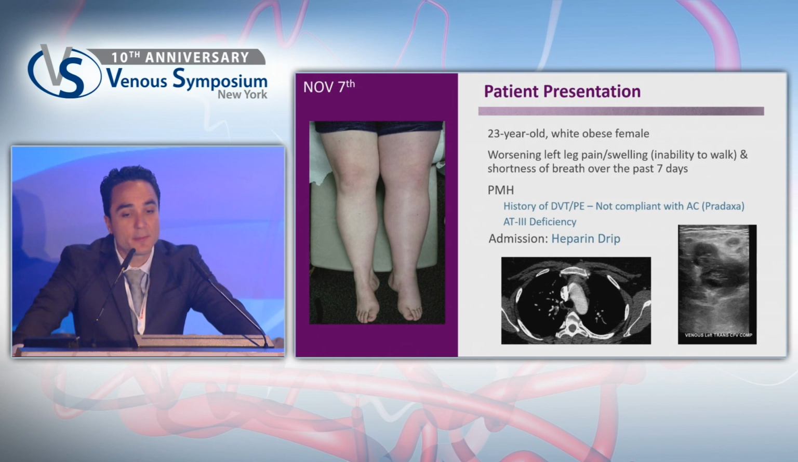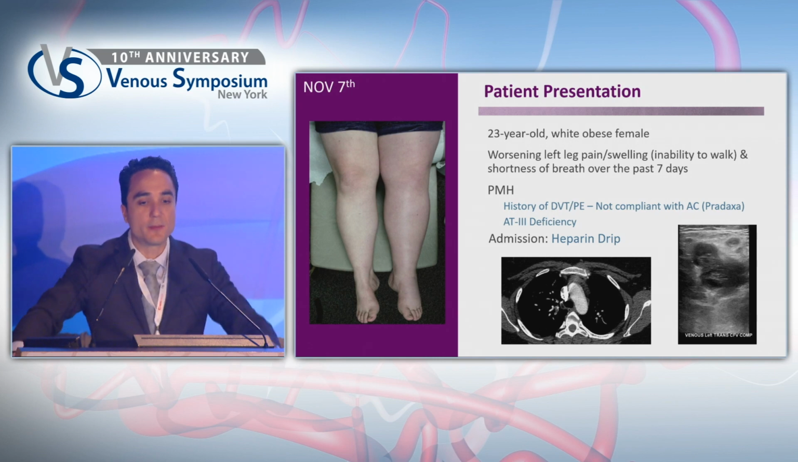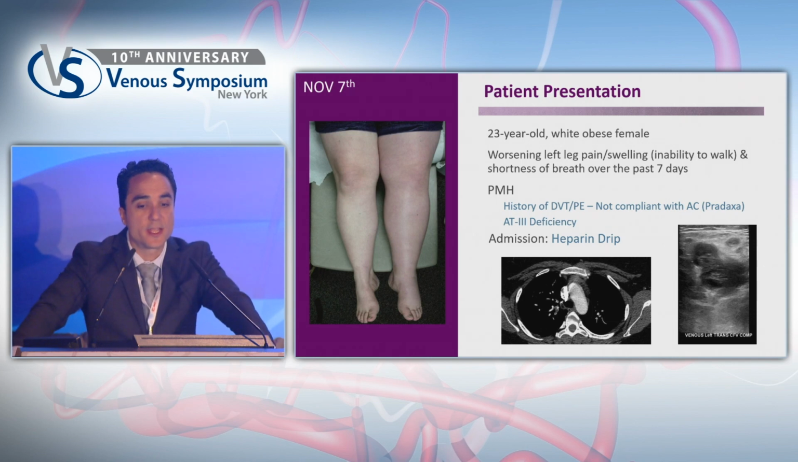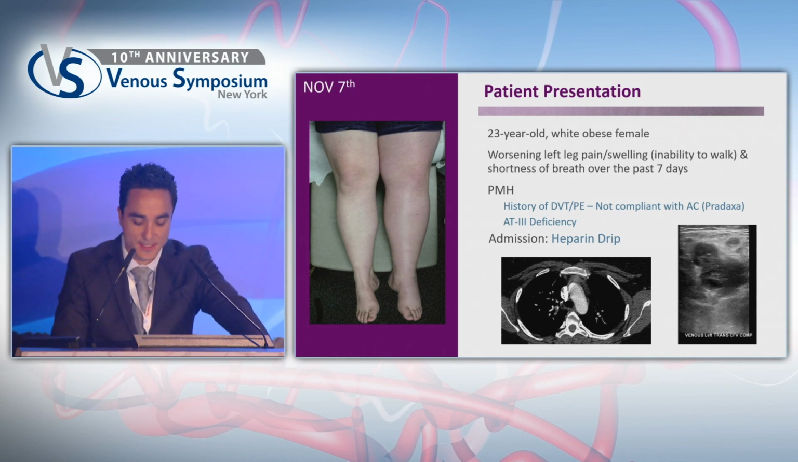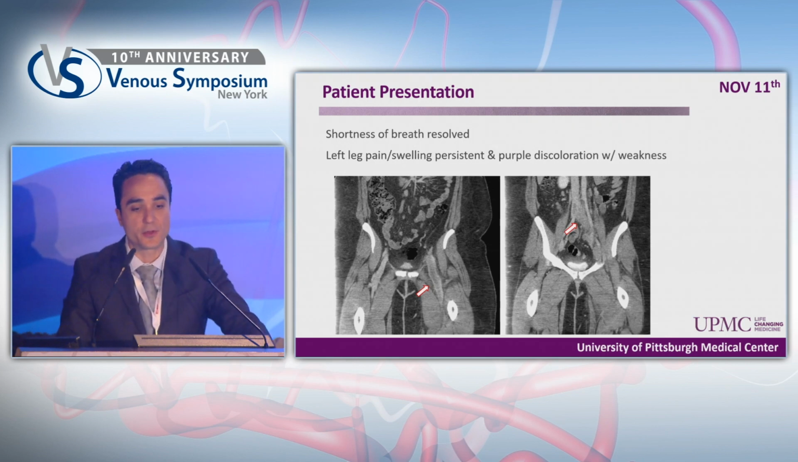She actually has inability to walk and shortness of breath over the past 7 days. She has a history of DVT and pulmonary embolism. She has not been compliant with anticoagulation, and she has antithrombin 3 deficiency. She is admitted, pulmonary embolism is diagnosed, and left leg DVT. Her shortness of breath resolved with heparin, but her left leg pain and swelling was persistent. She had purple discoloration and weakness of her leg.